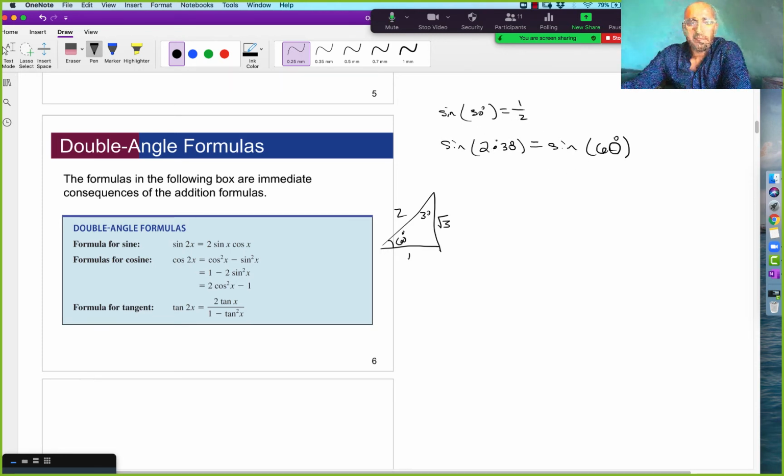But notice that if we double the angle, it does not mean that we get to double the output. If it worked like that, then sine of 30 is 1/2, so sine of 60 would be twice that, would be 1. Well, obviously that's not true. We know that sine of 60 degrees is root 3 over 2.